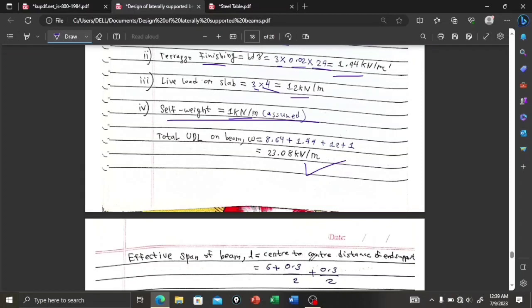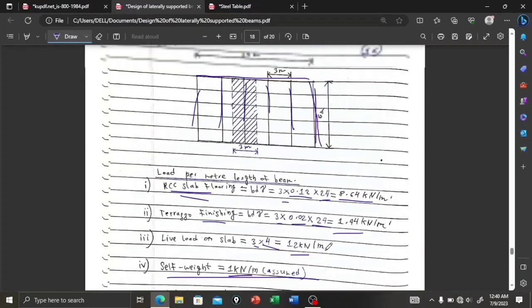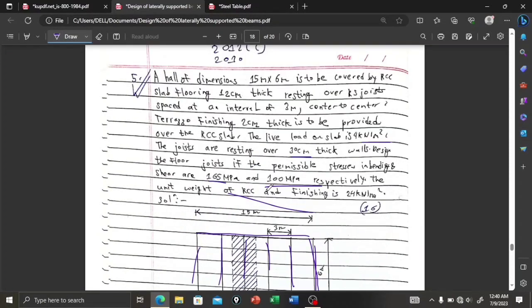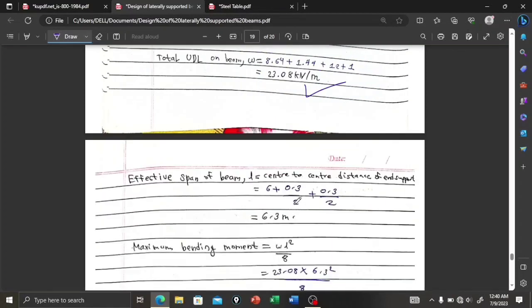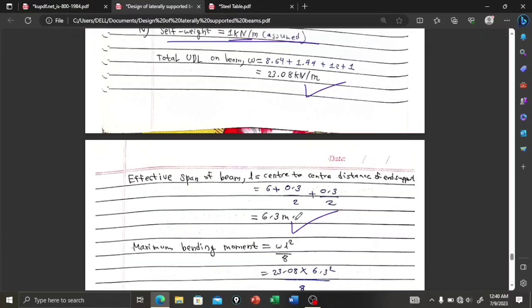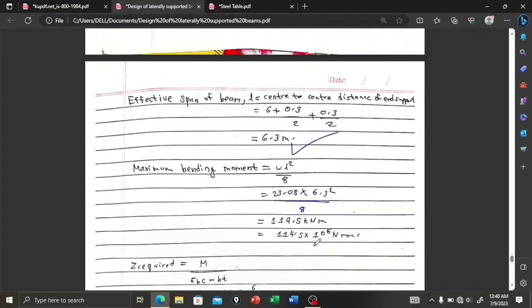Effective span of beam is 6 plus 0.3 by 2 plus 0.3 by 2. 30 centimeter is 0.3 meter and this is 6 meter. So it is 6.3 meter. Maximum bending moment is WL square by 8. So it is 114.5 into 10 power 6 Newton mm.